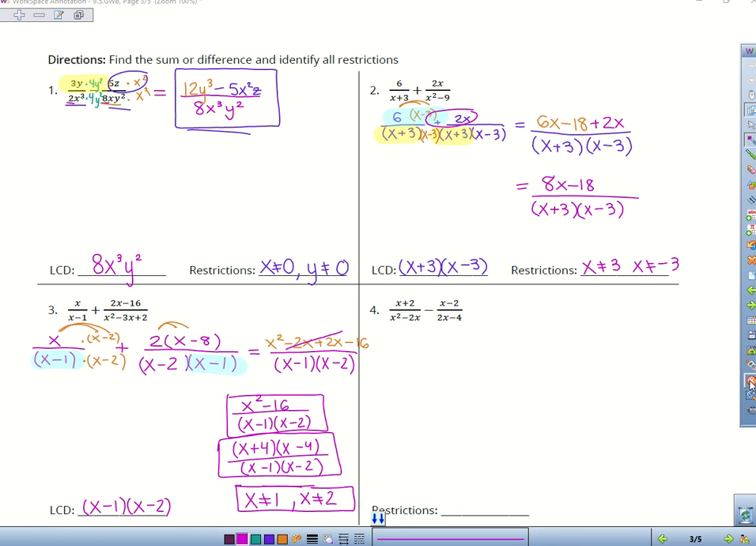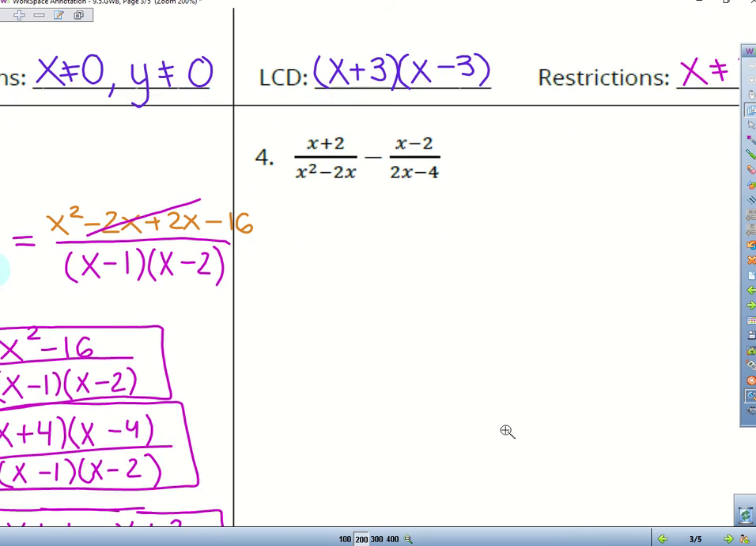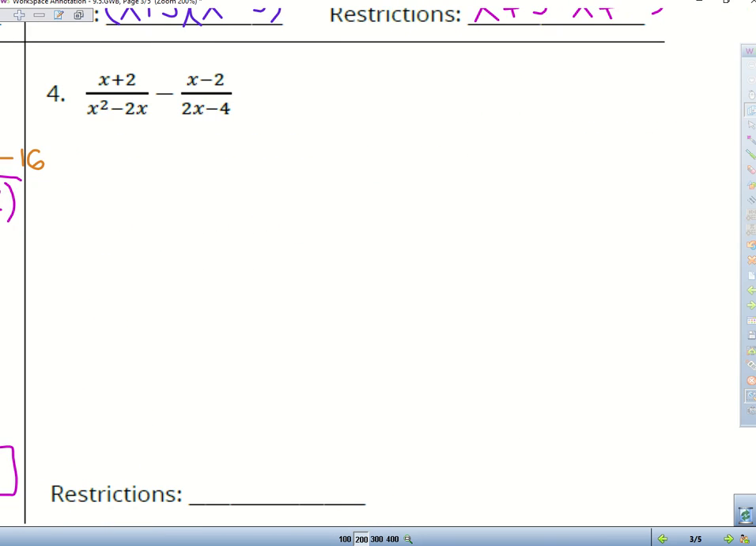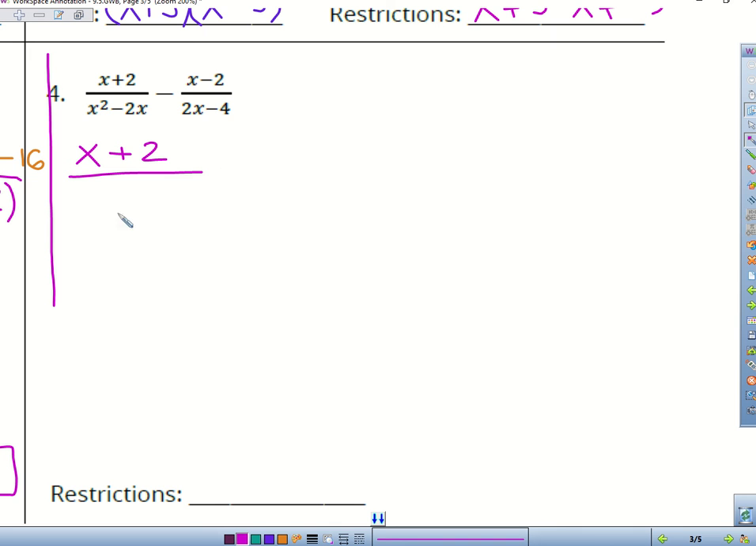Okay. Alright, so I'm going to zoom in here on number 4. So on this question, first thing I'm going to do, I'm just going to erase this here, or just draw a line so I don't get it confused. So I'm just going to factor this completely.